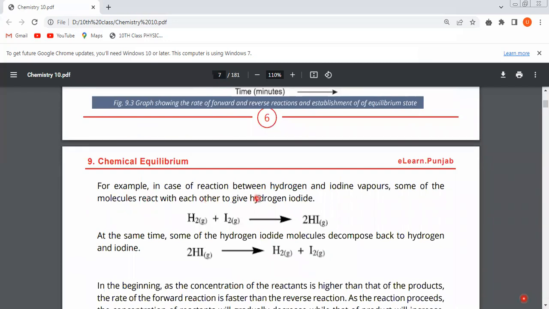For example, in the case of the reaction between hydrogen and iodine, vapors of some of the molecules react with each other to give hydrogen iodide, H2 plus I2 to 2HI. At the same time, some of the hydrogen iodide molecules decompose back.